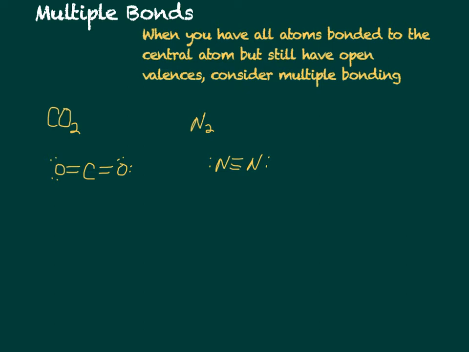Now, one thing to remember is we're never going to go above a triple bond. There's nothing more than a triple bond. So you can have single, double, and triple bonds, but no quadruple bond or anything above that.